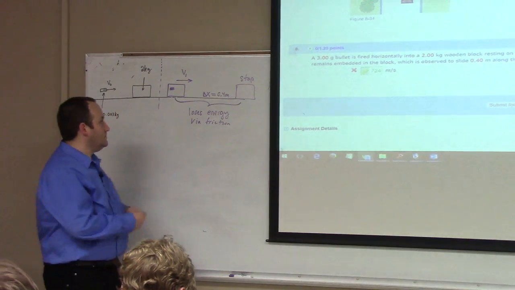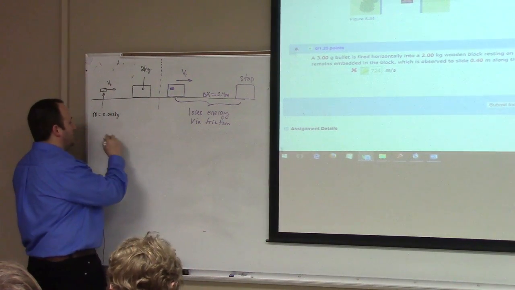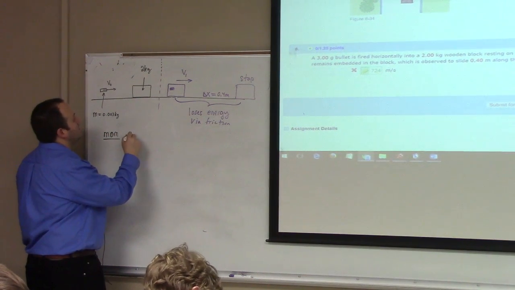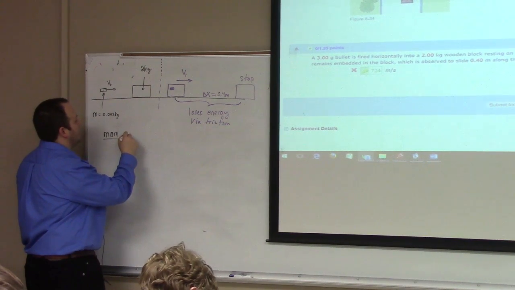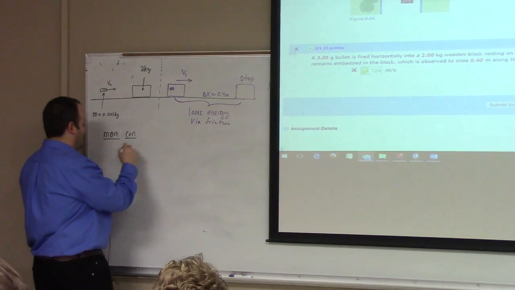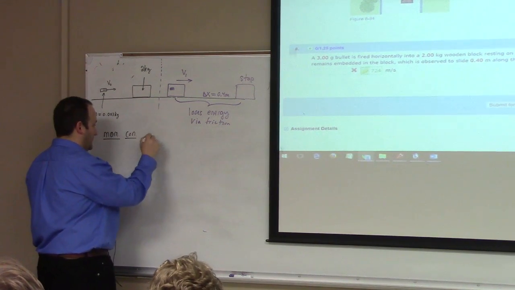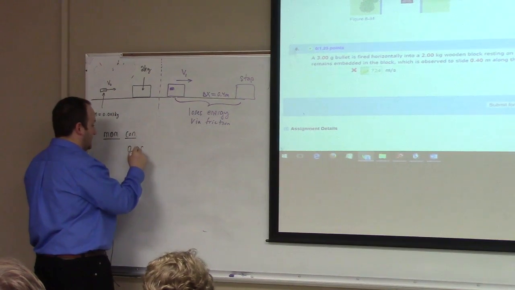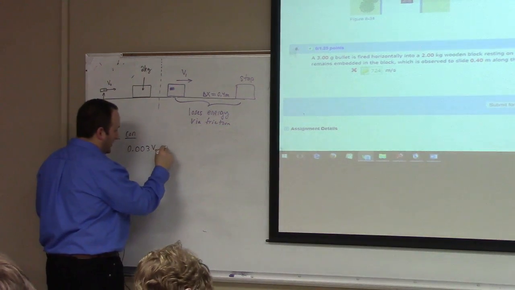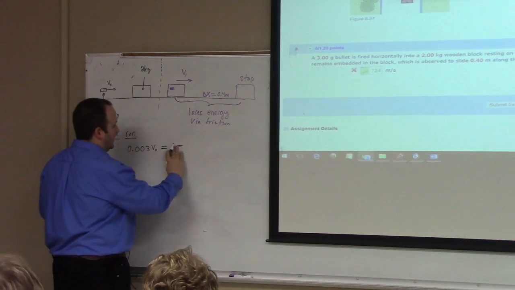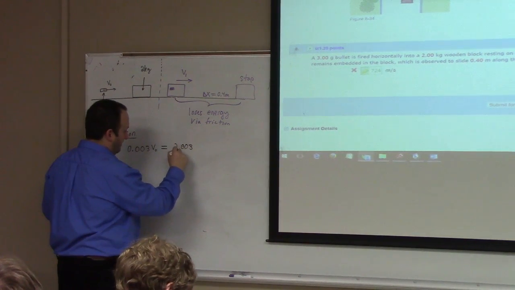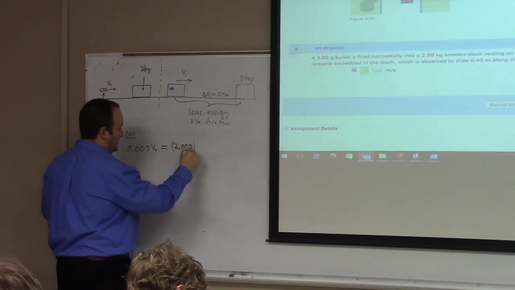Okay. So, momentum conservation to start with. See here, it's a MomCon. What we got? 0.003 V naught is equal to 2.003, that's the mass afterwards, times V1.